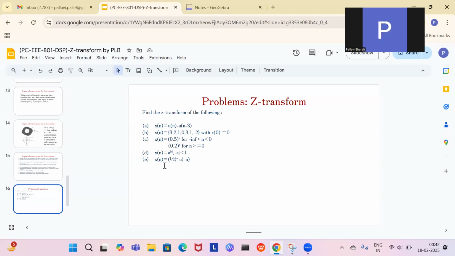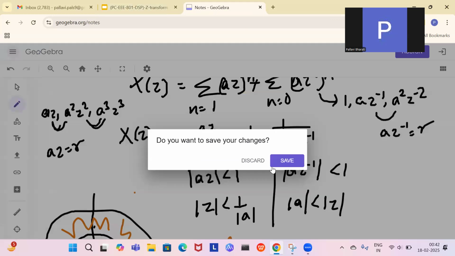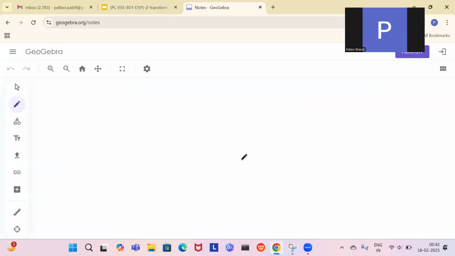Now the last question for today is x of n is equals to half to the power n u of minus n. This is the question, but I think you can do it now because we have done several sequences which are going from minus infinity, right? So the question is x of n is equals to half to the power n u of minus n. So this signal is existing for n lesser than 0.